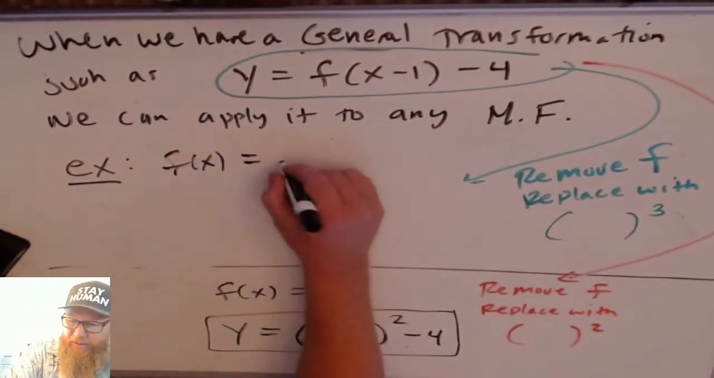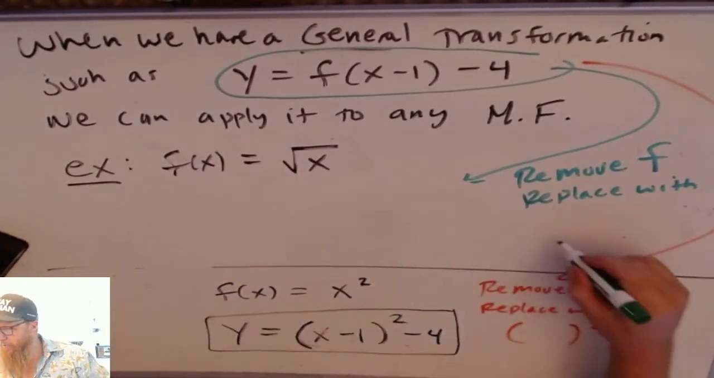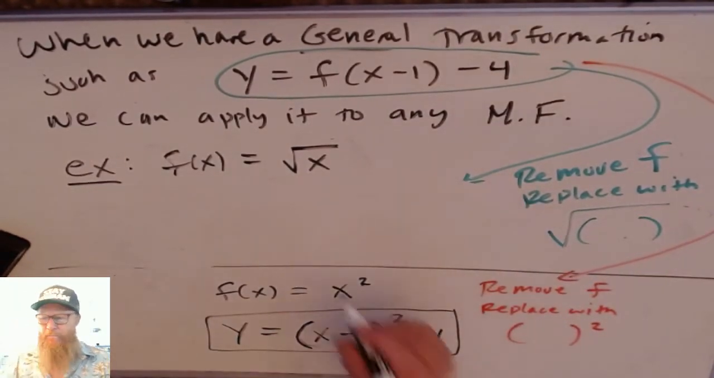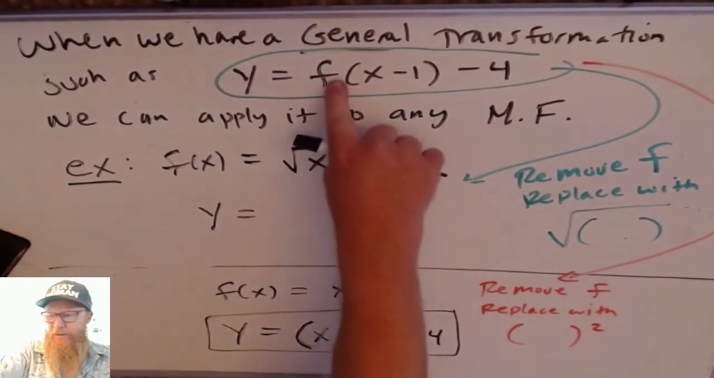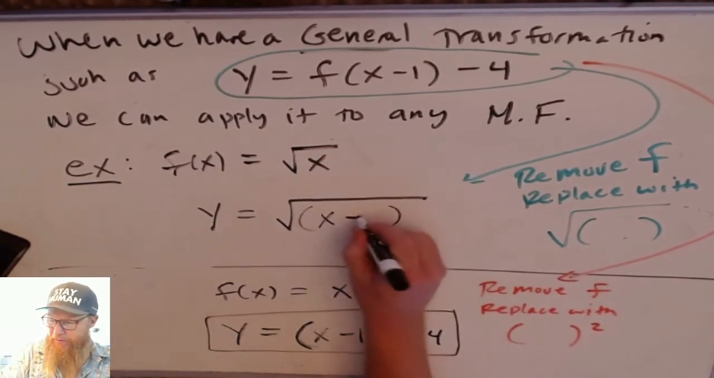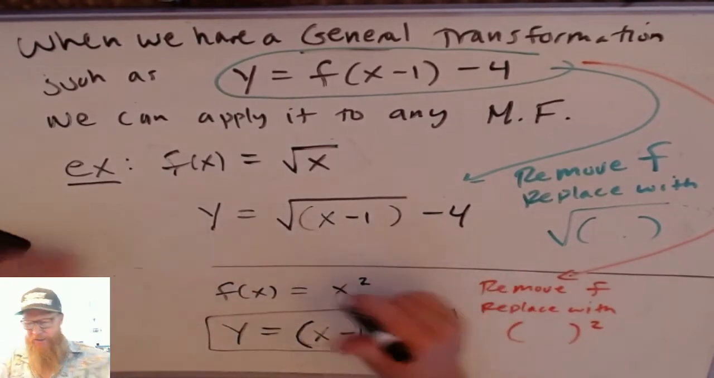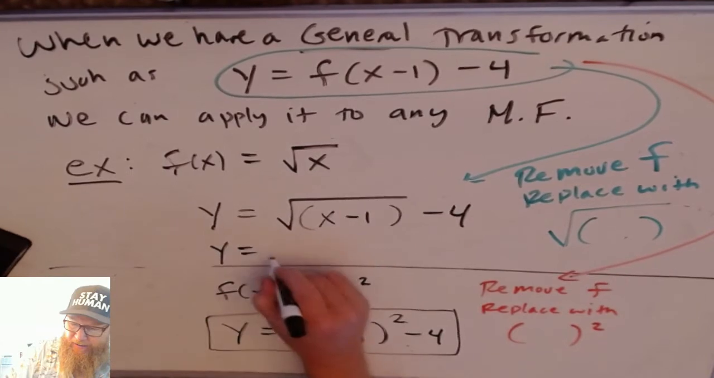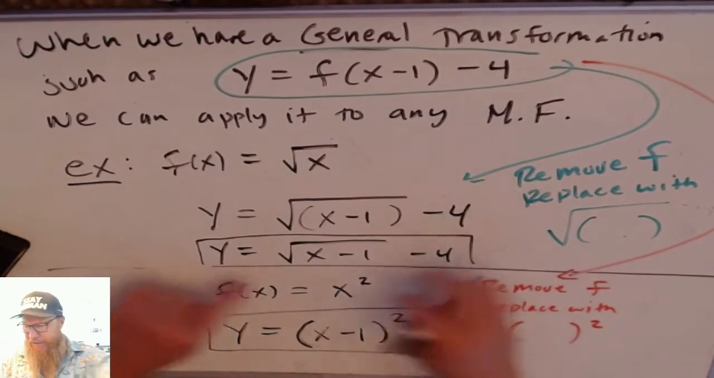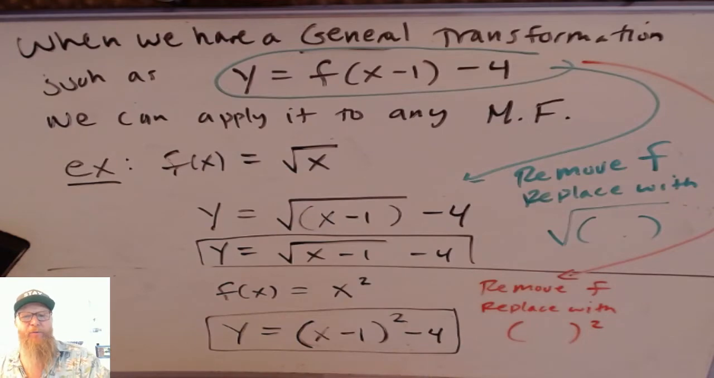Suppose f of x was the square root of x. So I would remove f and replace with the square root. Okay, and then we normally also get rid of the parentheses. It turns out that a square root symbol acts like a parenthesis already, so we don't actually need the extra parenthesis.